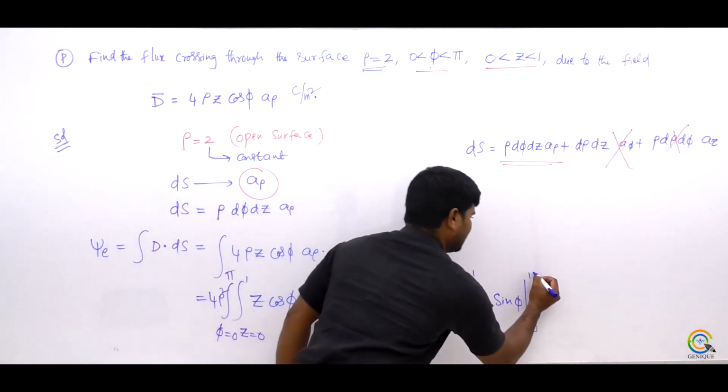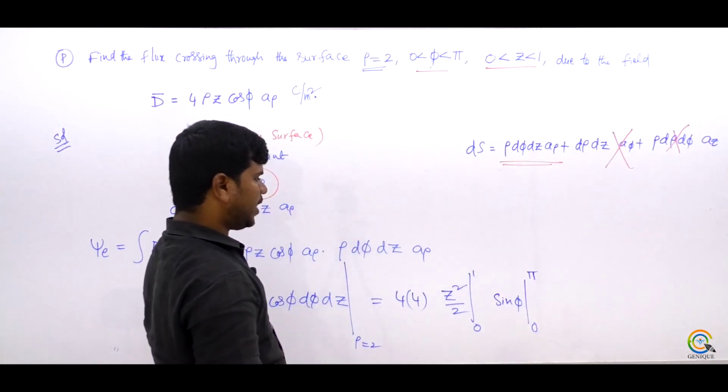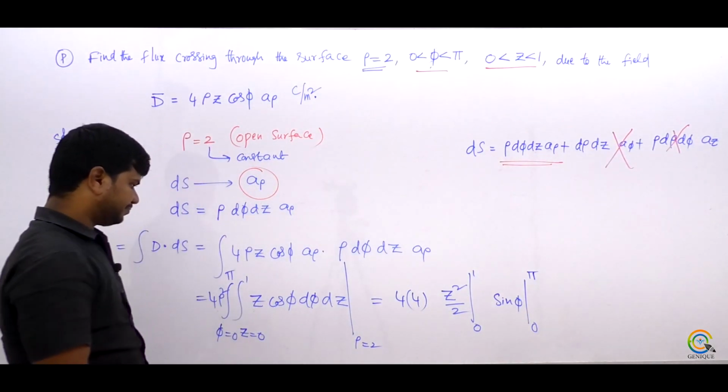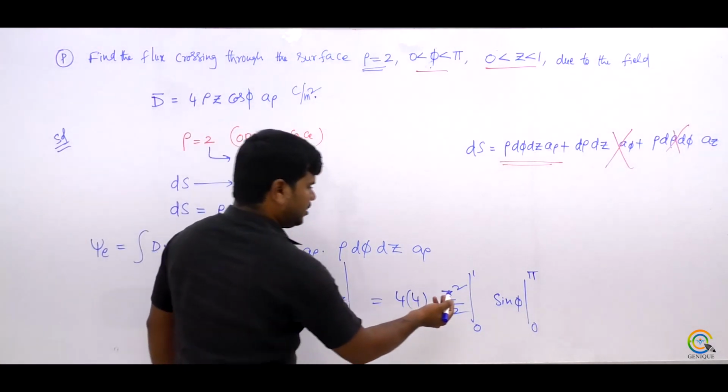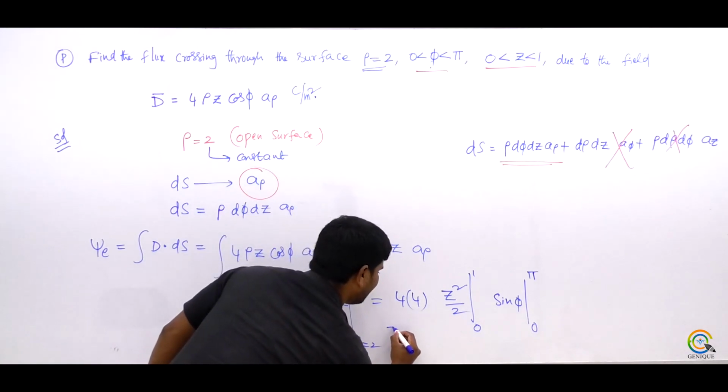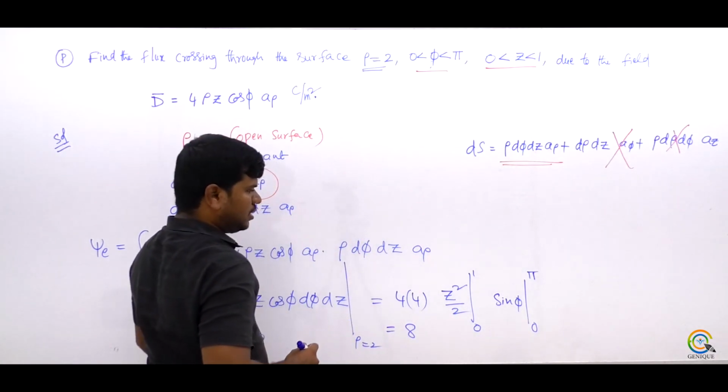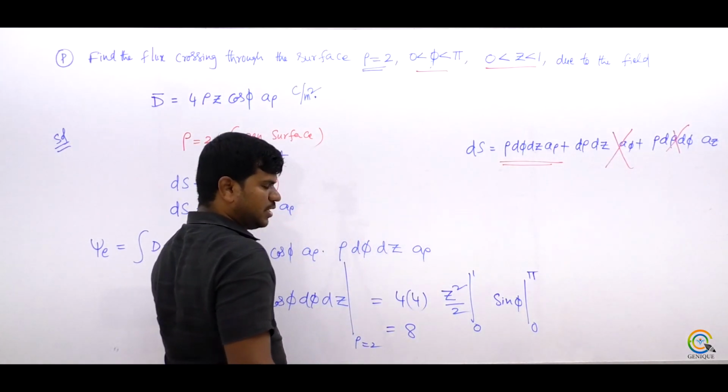0 to pi. Okay, so like this. Z square by 2. So now it will be 16. 16 by 2, it will be 8. 8 into 1.